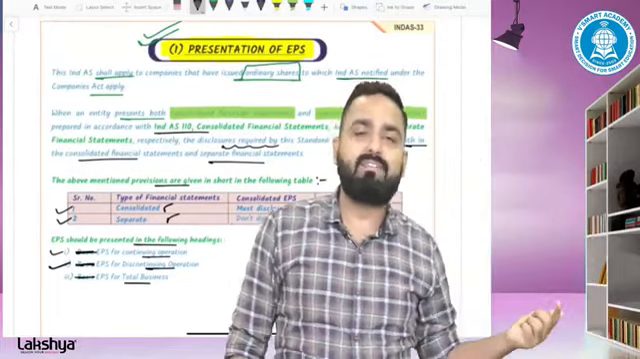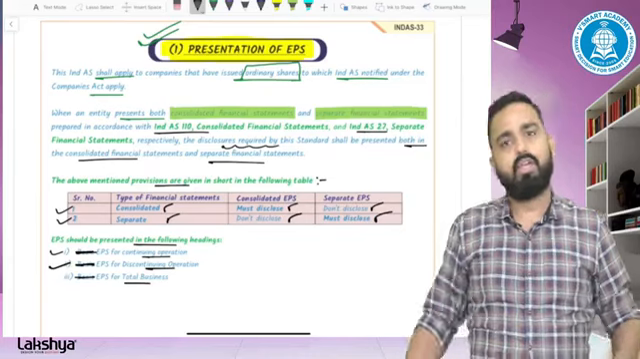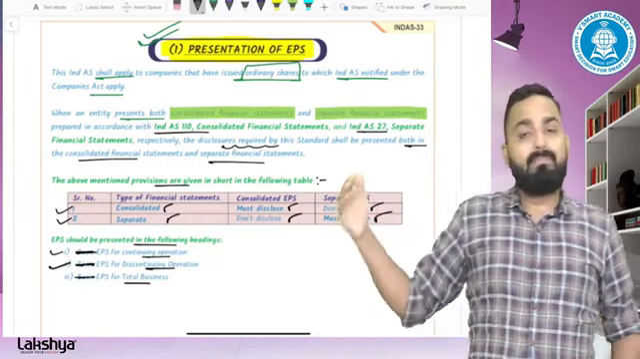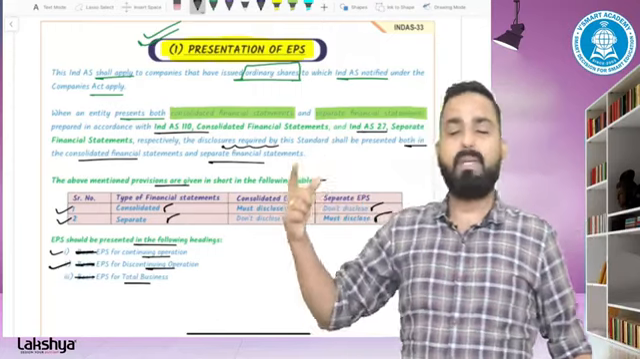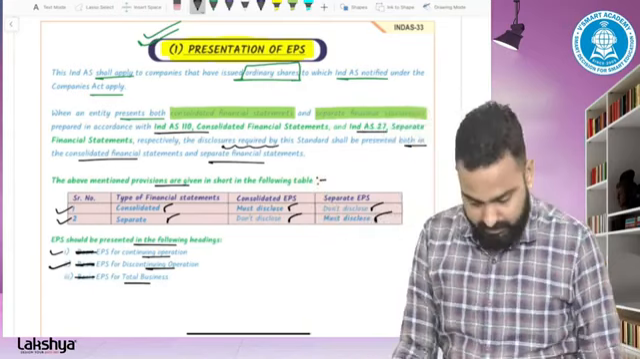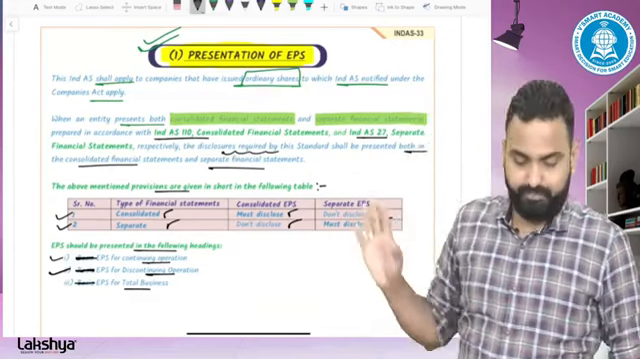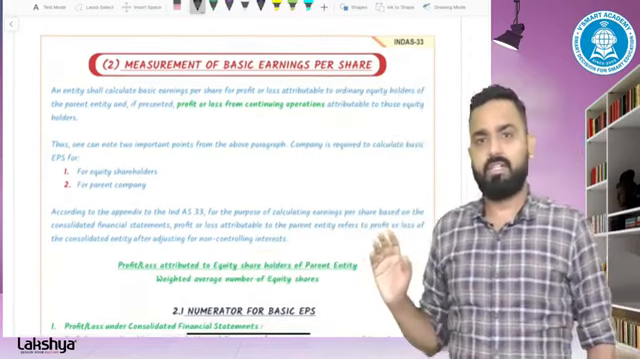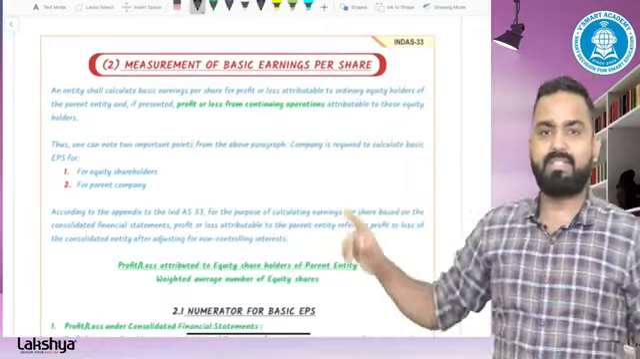When you are preparing consolidated financial statements, just calculate the consolidated EPS only and disclose it. For separate financial statements, calculate the separate EPS and disclose it. EPS must be presented in the following headings: EPS for continuing operations, EPS for discontinuing operations, EPS for total business. So this is the presentation part for the EPS, how the presentation will be done. Now from here, the calculation part starts.